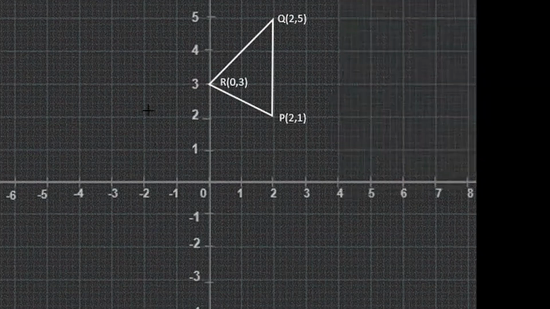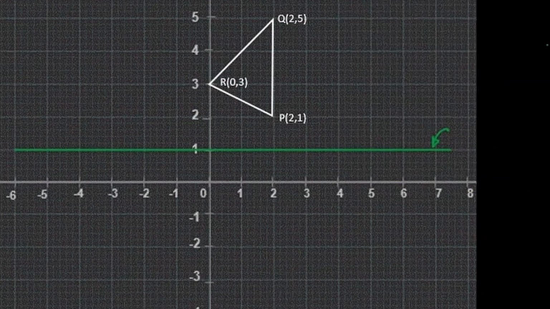So let's just draw this line. So that's our line y is equal to 1. Let's identify it as a mirror line. That's what we call it. So this is our mirror line, and the equation of this mirror line is y is equal to 1. So if we reflect this triangle in this mirror, let's see how we would come up with the coordinates of the image.